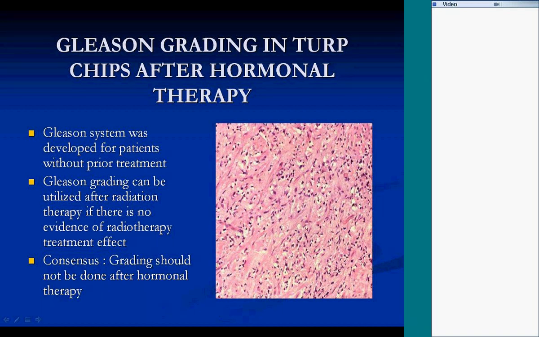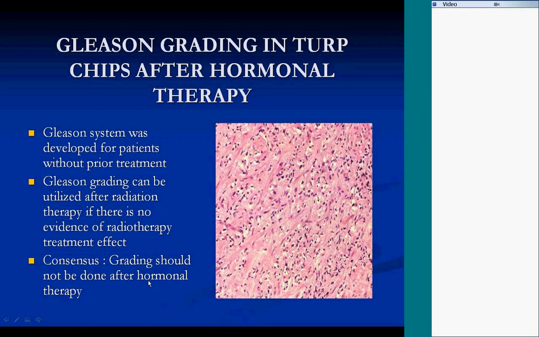And the words on the left basically say this: don't grade after hormonal therapy, because this could have been a pattern 3 that now looks like a Gleason pattern 5. Another problem as well in detection is that these cancer cells, after androgen deprivation therapy, begin to look like lymphocytes or histiocytes.